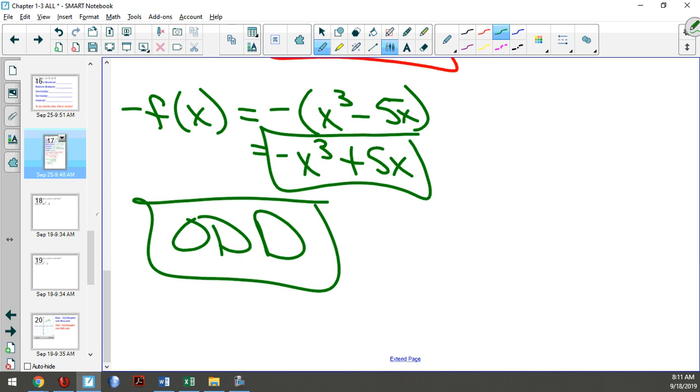So we knew it graphically by looking at the symmetry and reflecting it over the x-axis and the y-axis. We knew it by looking at the ordered pairs diagonally, that they both changed. And now we know it by checking it algebraically as well. Do we all understand that? We good?